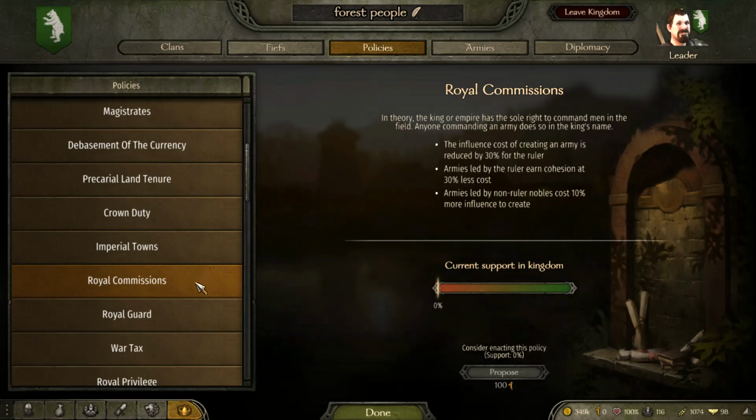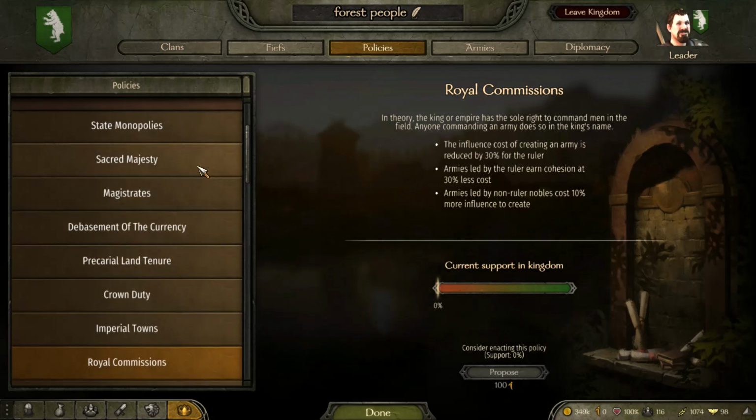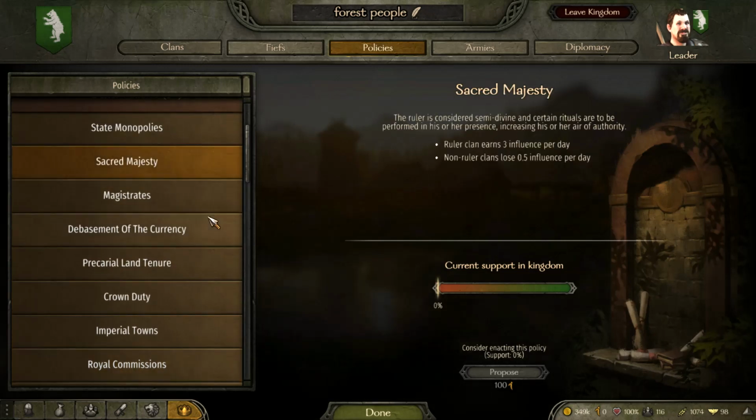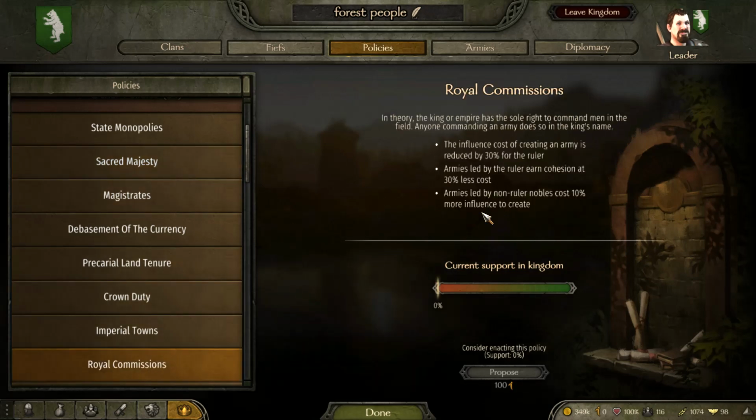Royal Commission. So we've got the influence cost of creating an army is reduced by 30% for the ruler. So this is a really good one. This could go hand in hand with Sacred Majesty. So you could get that increased influence, and then the actual cost and cohesion would also be less.